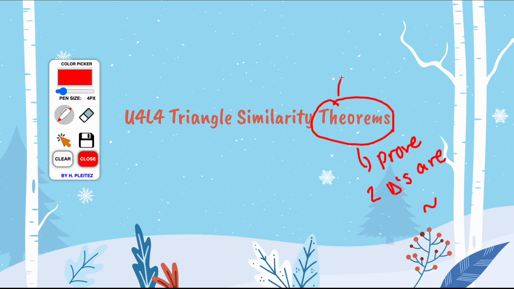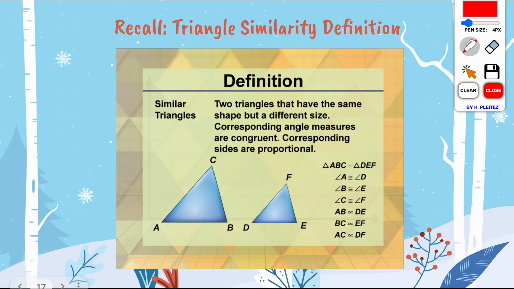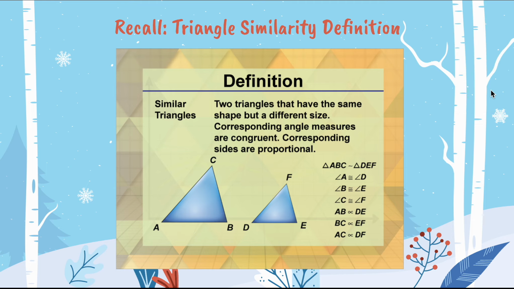Now again, these theorems are always used as our reasons in proofs. So whenever you're doing a two-column proof, which we're not going to do just yet, just know that these are theorems that you are adding to your reasons bank. So recall, when two triangles are similar, we know that all corresponding angles are congruent, and we also know that corresponding sides are proportional.